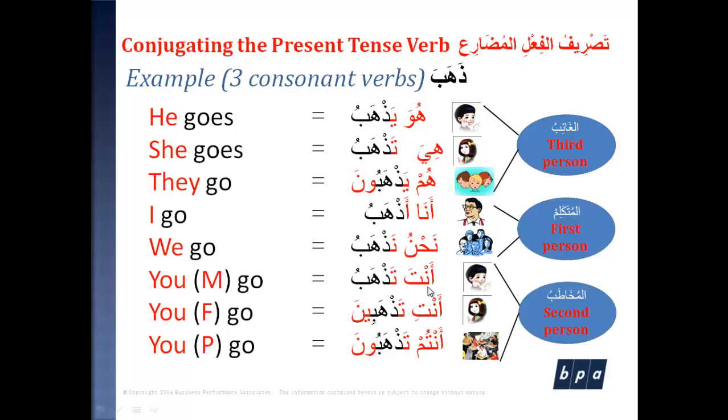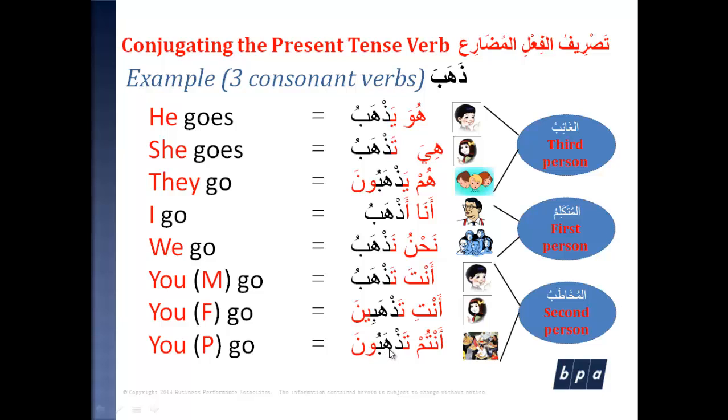For you, as a male, we say anta tadhabu. Here's for you as a female, feminine, anti tadhabina. We added a ta in the beginning and a ya and a noon at the end. For you as a plural, antum tadhabuna. A ta in the beginning and a waw and noon at the end.